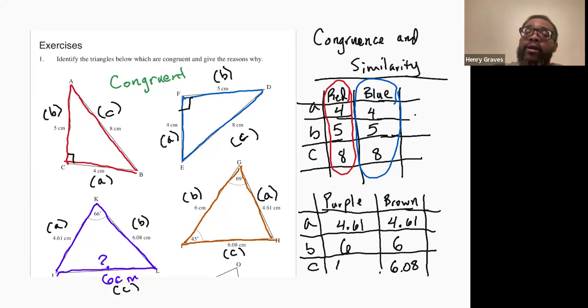So it looks like we have the same all the way through. Looks like the purple matches the brown. So this is also a case of congruent. So we have the same answer, guys, for 1 and 2 here.